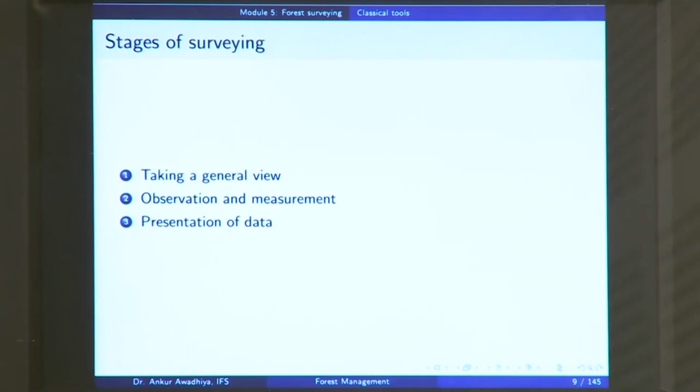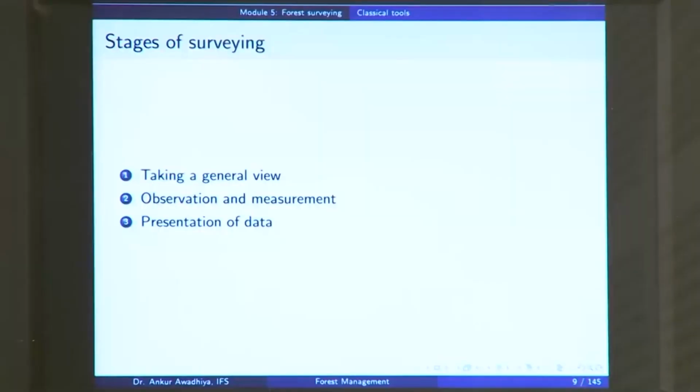The second stage is to take the observations and the measurements. So, in the second stage what you are doing is you are, suppose, taking a compass to take the angular readings, you are also making use of tapes to take the linear measurements, and you jot down all of these on a piece of paper. So, this is the second stage, you are doing observations and you are taking measurements. Now, the third stage is the presentation of this data. So, you can either present it on a sheet of paper, or you can feed this data into a computer to get a digital representation of the whole area that you are surveying.